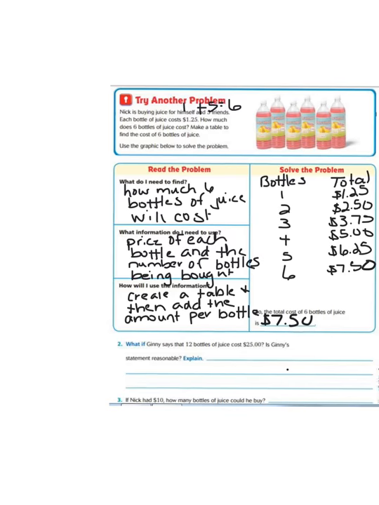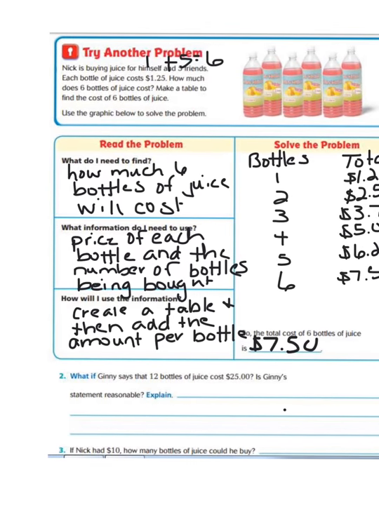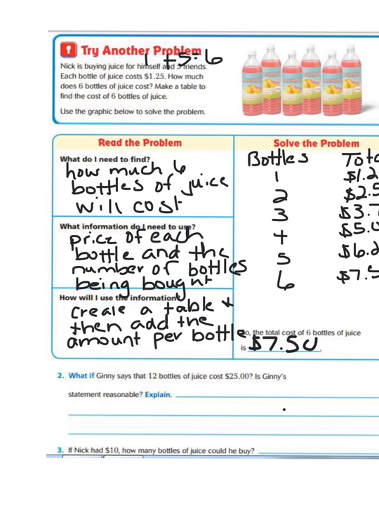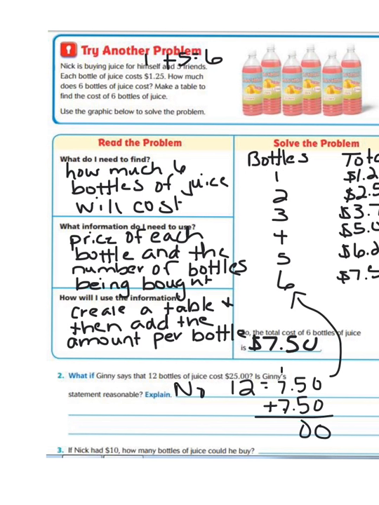So what if Gary says that 12 bottles of juice cost $25? Is that statement reasonable? The answer is no, it's not reasonable, because I know that 6 bottles of juice cost $7.50, so twice as many bottles of juice would cost $15. So 12 bottles of juice would actually be $7.50 plus $7.50, and that would give us 0, 10, carry 1, 14, 15, keeping our decimals aligned.